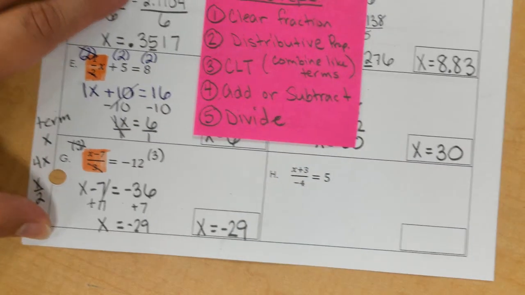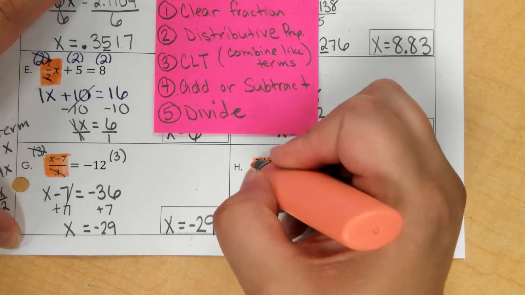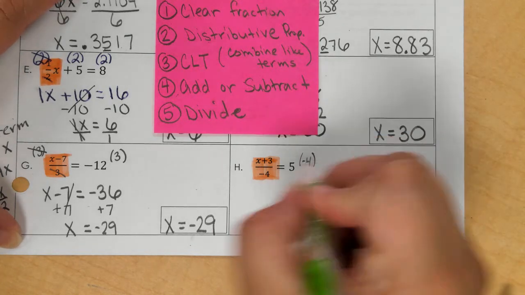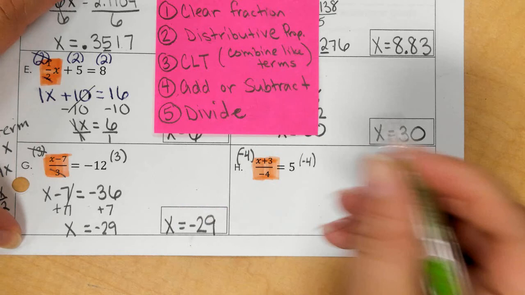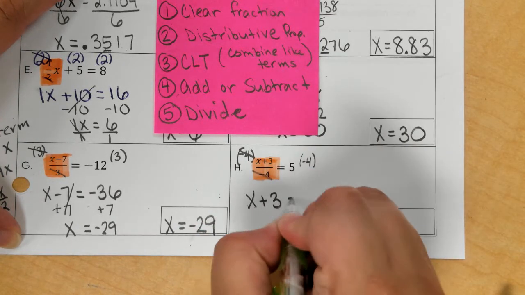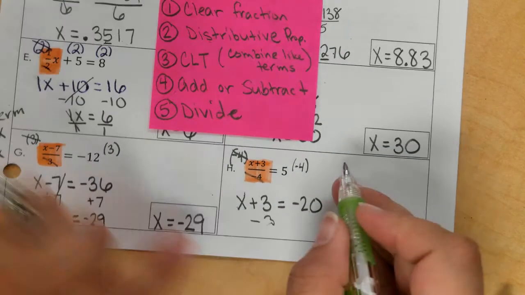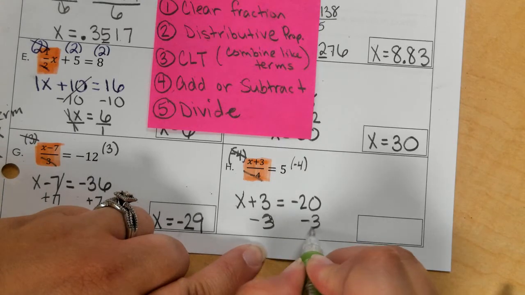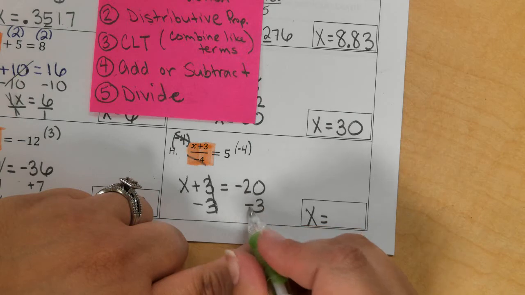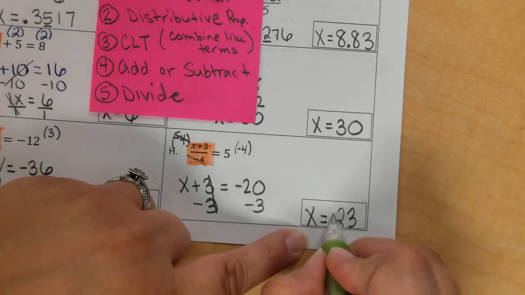So in letter H, yes, I have the fraction, but it's this whole term. So I need to multiply both sides by negative 4. So it cancels out, and I'm left with x plus 3 and negative 20. So I can subtract 3, and negative 20 minus 3, same signs. So you add and you keep the sign.